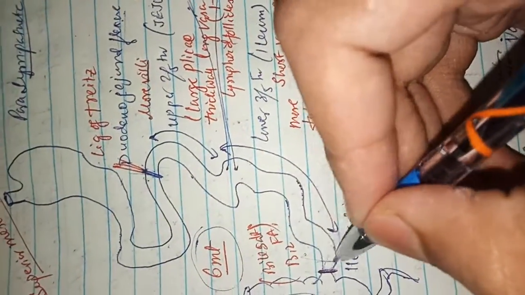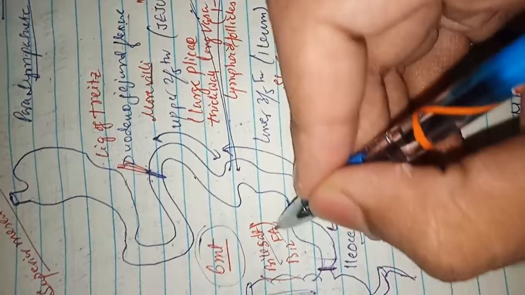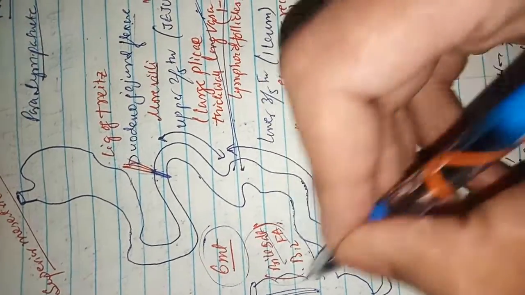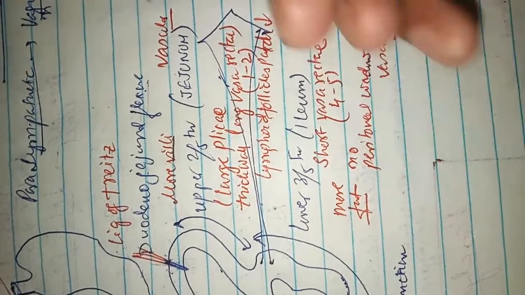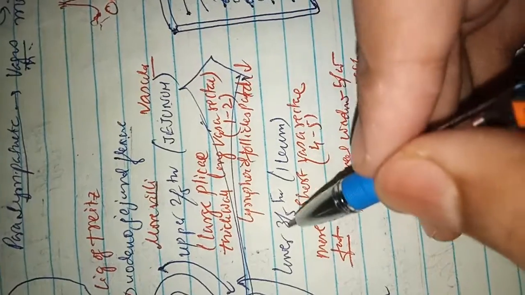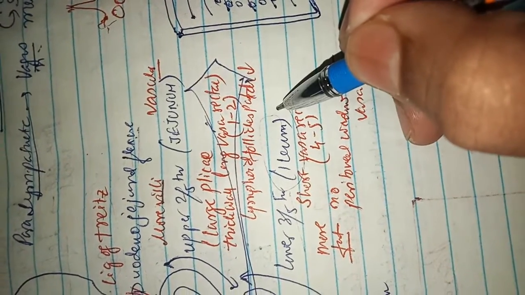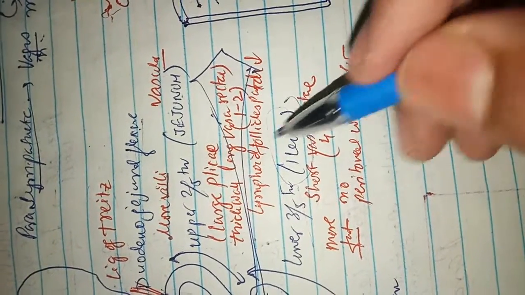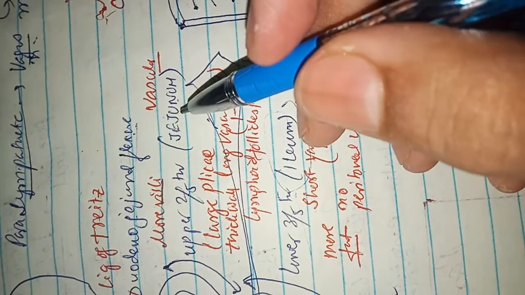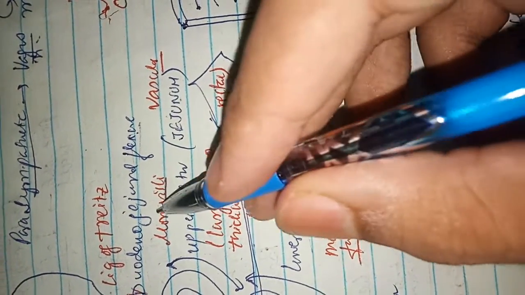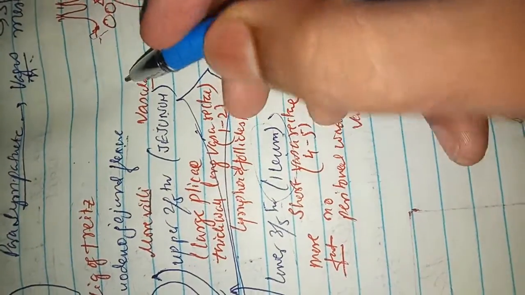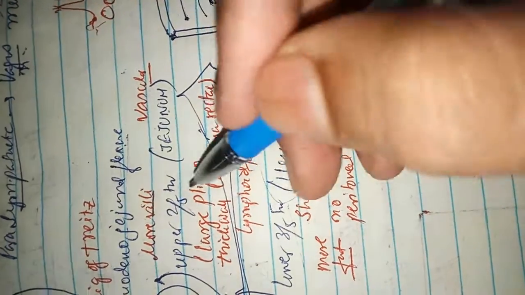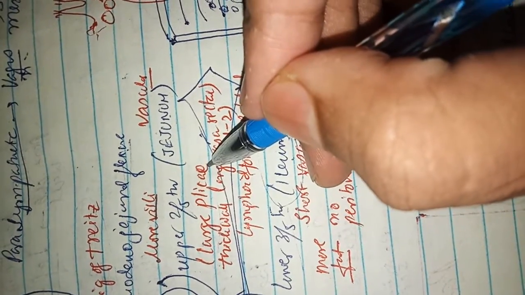In the terminal side, the bile salts, the fatty acids, and vitamin B12 are all absorbed in the terminal ileum. Now, the upper 2/5 is the jejunum and the lower 3/5 is the ileum. What is the difference between jejunum and ileum? Jejunum has more villi, ileum has fewer villi. Jejunum is more vascular, ileum is less vascular. Jejunum has large plicae circulares.